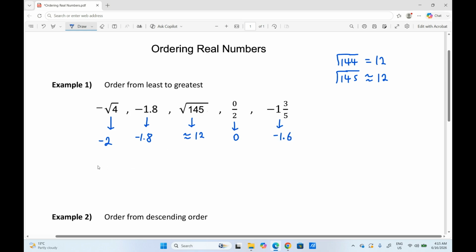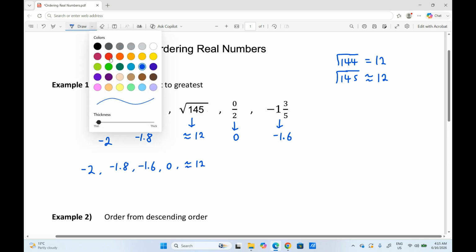Now we have to order these from least to greatest. It looks like the smallest number would be negative 2 here, followed by negative 1.8, followed by negative 1.6, then 0, and then my approximately equal to 12.